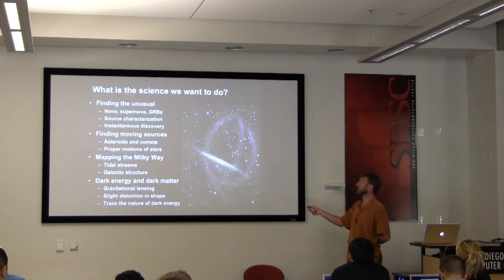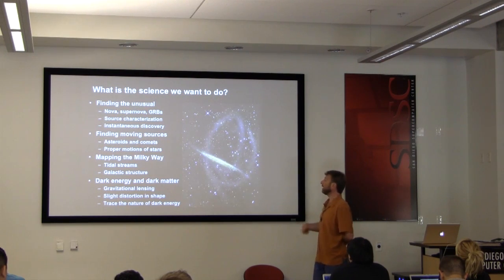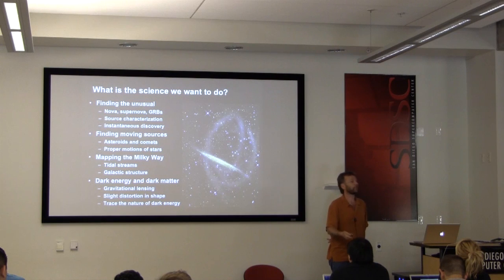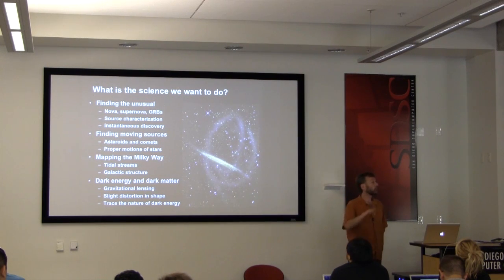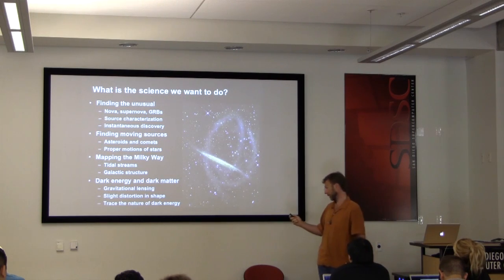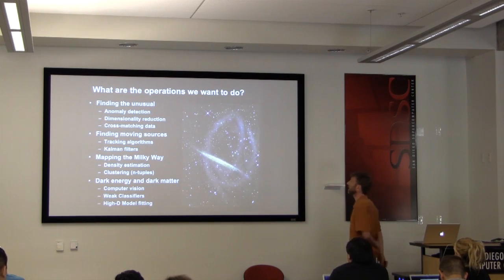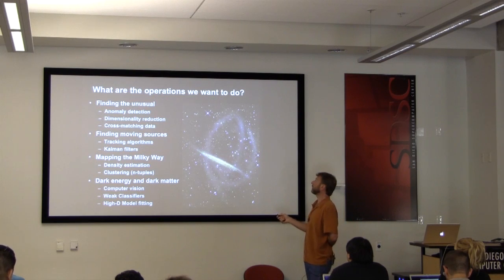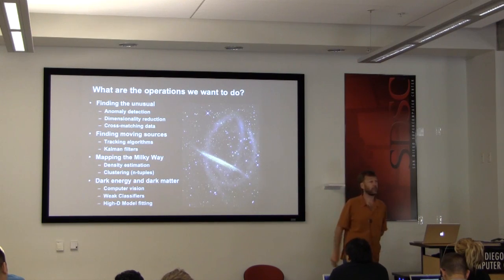Each one of these techniques, finding the unusual, finding moving sources, mapping out the Milky Way, dark energy, dark matter, weak lensing, baryon acoustic oscillations, you can rewrite those in a machine learning language. And if we do that, then finding the unusual becomes anomaly detection. Looking for techniques that you might use to find anomalies involves dimensionality reduction, and that's what we're going to focus on in this lecture.